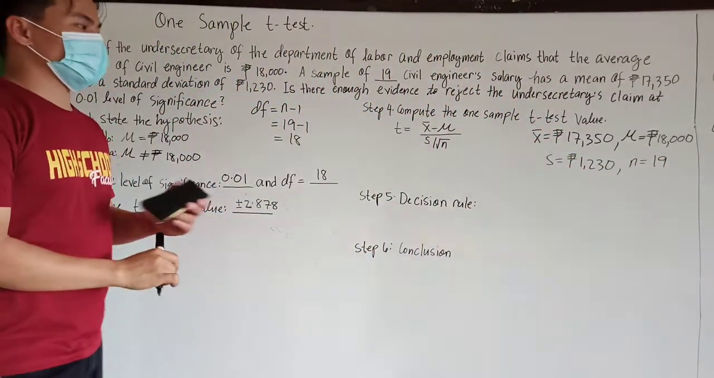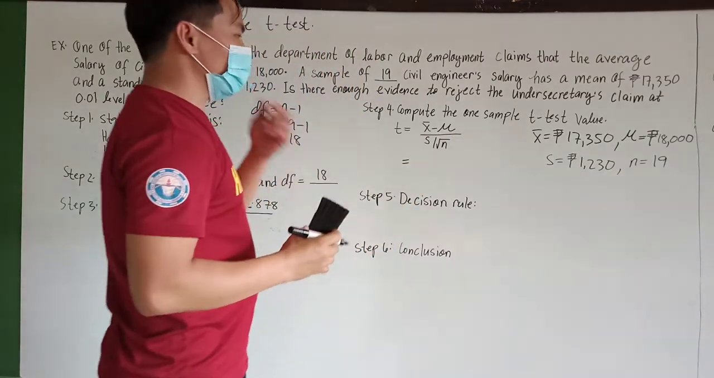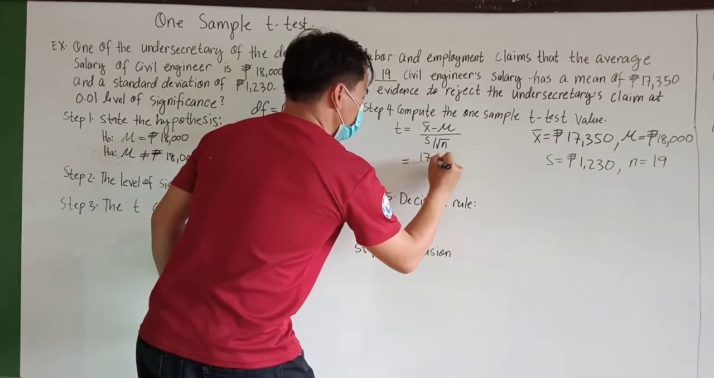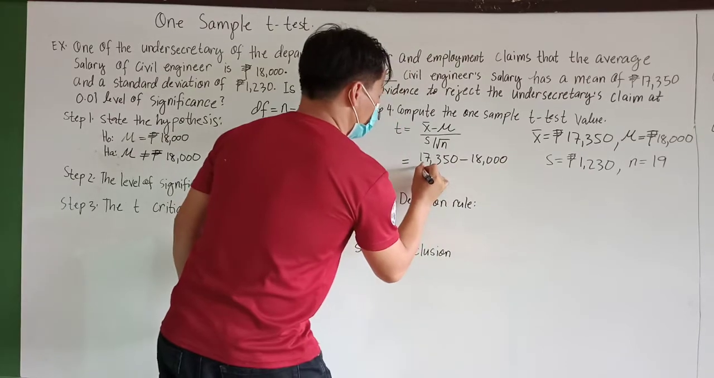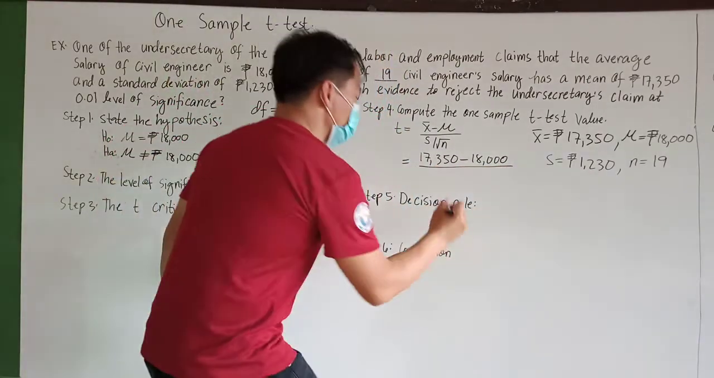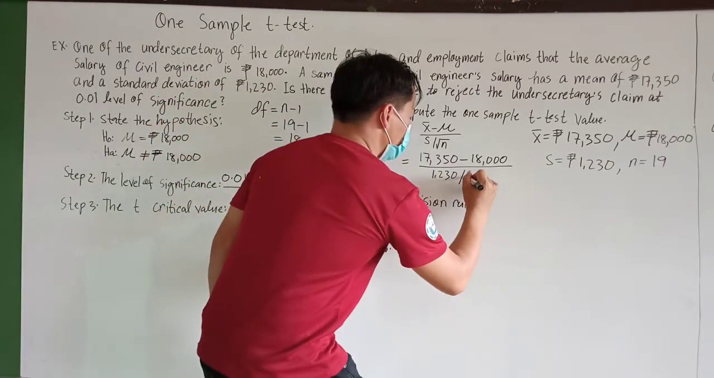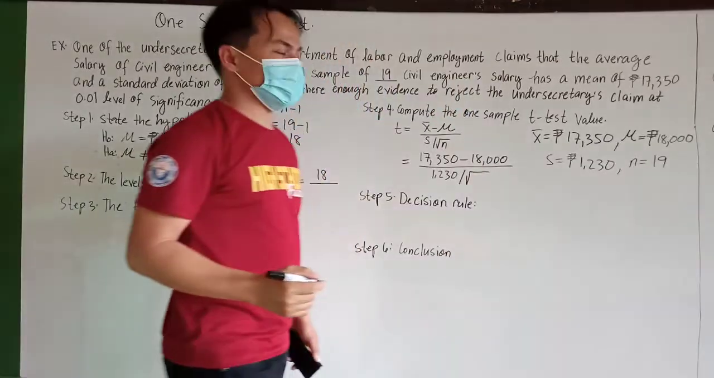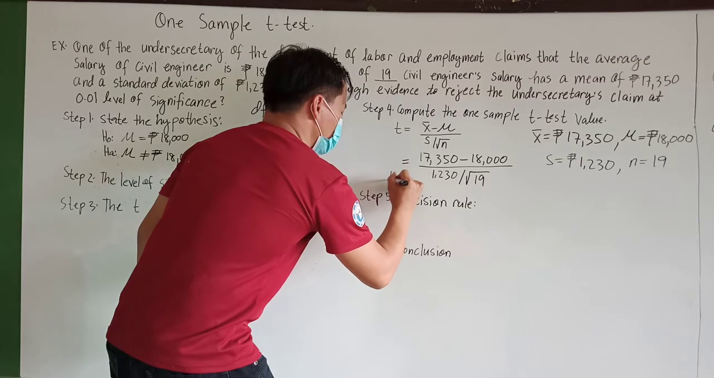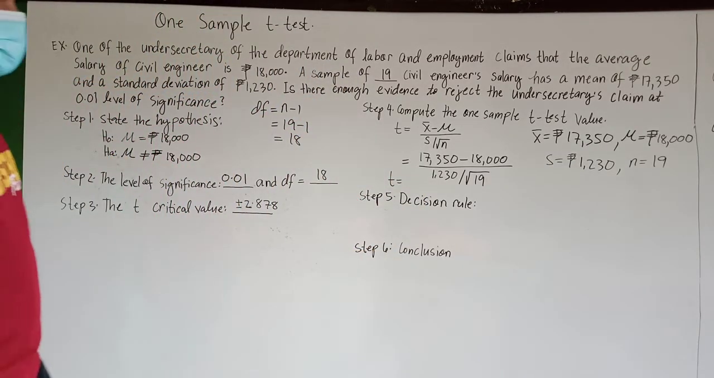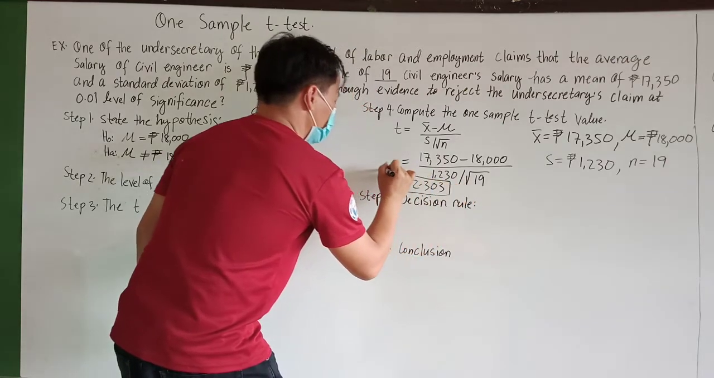So we can now use this formula, okay, for us to obtain our t-test value. We have here our x bar, 17,350 minus 18,000, over our S, which is 1,230, divided by the square root of 90, because our sample n is equal to 90. Actually, we're going to use our scientific calculator. Okay, we can compute that one, and we obtain the value of t is equal to negative 2.303. So this is actually our t-test value.